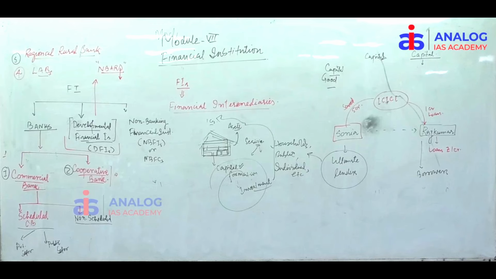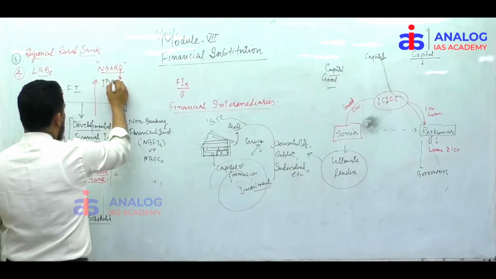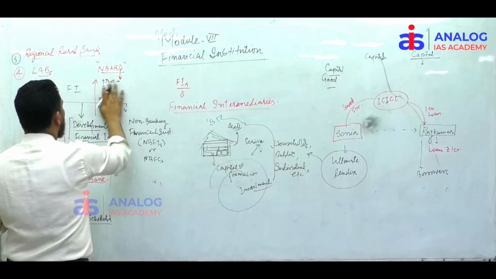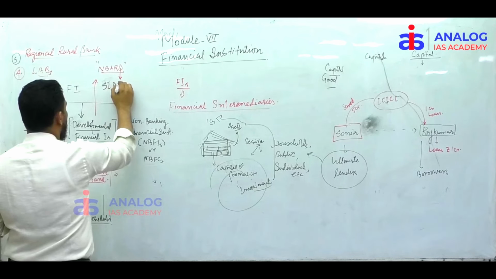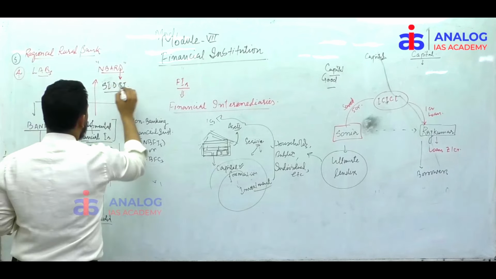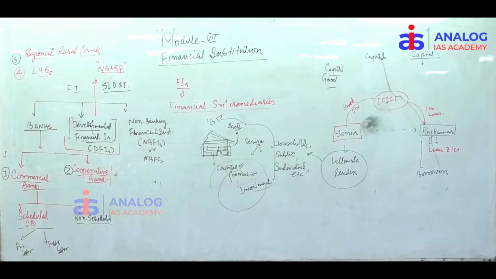Okay. Then also, can you name another one? IDBI is also one, but IDBI has been converted into a bank. So better is you write SIDBI, Small Industries Development Bank of India. SIDBI, NABARD, SIDBI, Small Industries Development Bank of India.